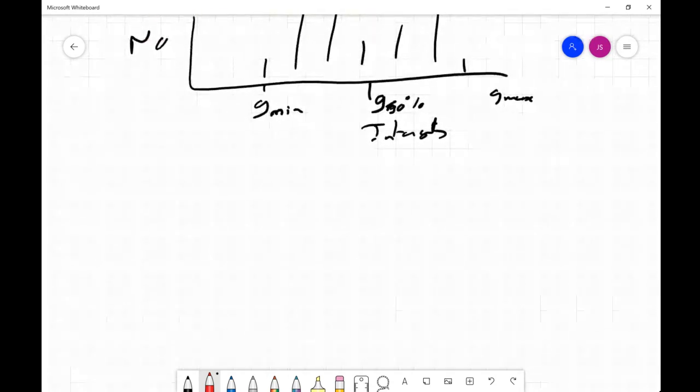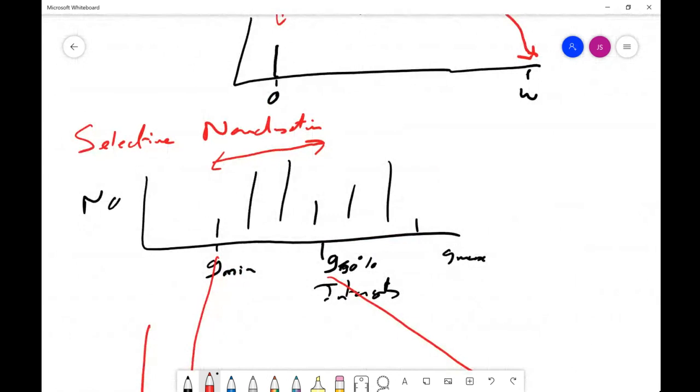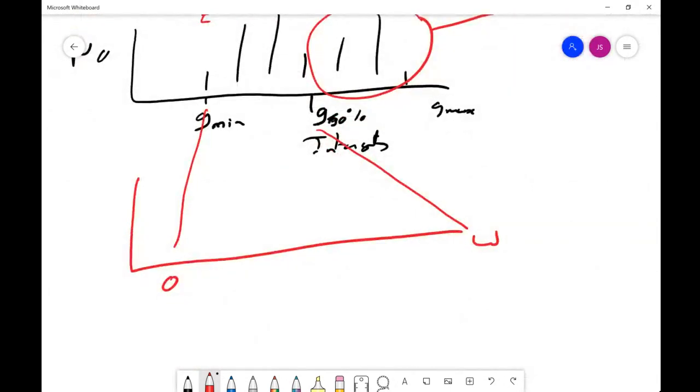We can take the normalization algorithm and we can take G min to 0. We can take G 50% to W, and of course all the pixels above G 50% become white. They saturate and we lose that information, but we've enhanced the lower part of the histogram. So that is selective normalization. It can be done in the top end of the histogram. It can be done in any region whatsoever.